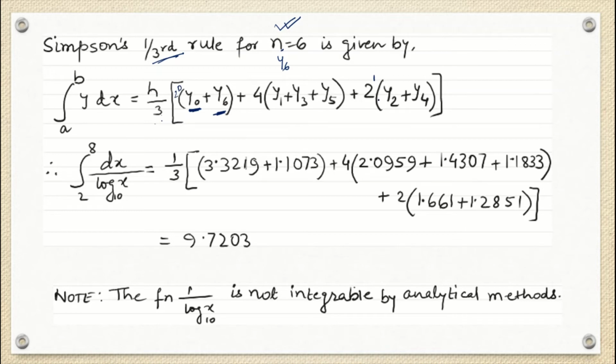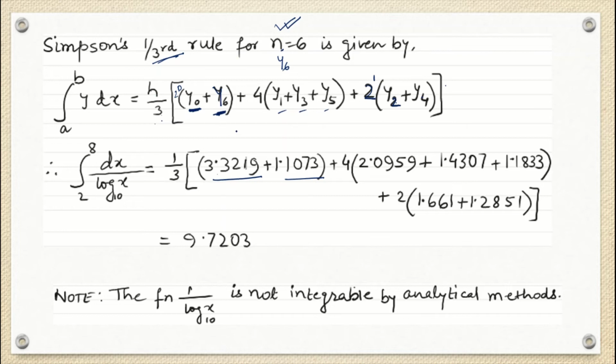In 2 raised to 1, I am going to write down all those even ordinates. That means y2 plus y4, because after that I cannot add. Y6 is already added here, and it is the last ordinate. In between, how many odd terms are there? I have just used all of them. So that is what we have done. We have got all the values, so we are just putting in the value of y0, the value of y6, and so on.